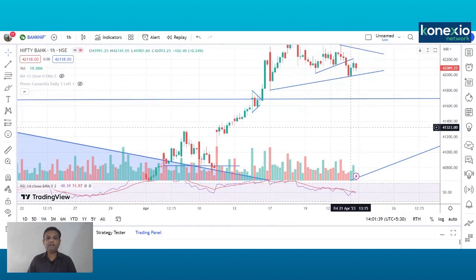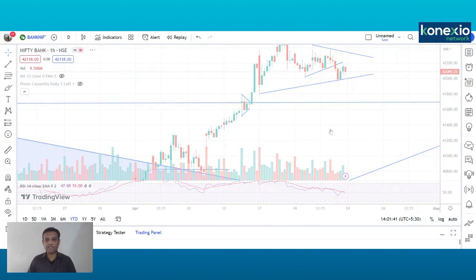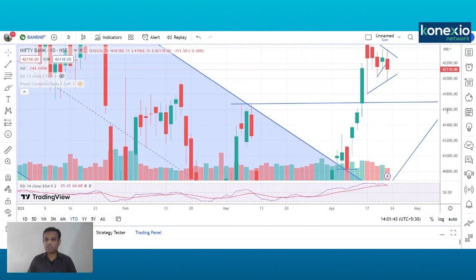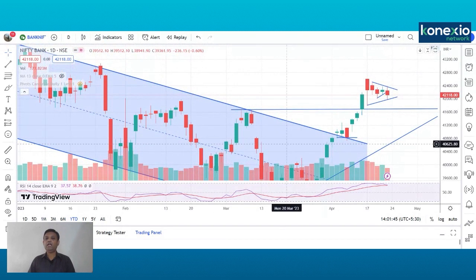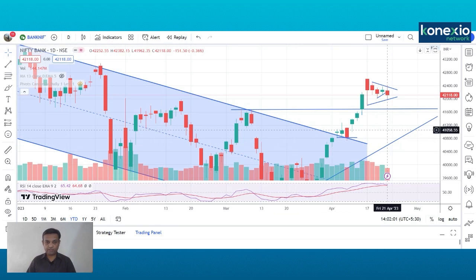So most probably Bank Nifty is also stuck in this particular range, and we should wait for this triangular breakout. Until and unless Bank Nifty breaks 42,385, one should trade in this particular range. And on the downside, 41,900 could act as a support for Bank Nifty for the next week.